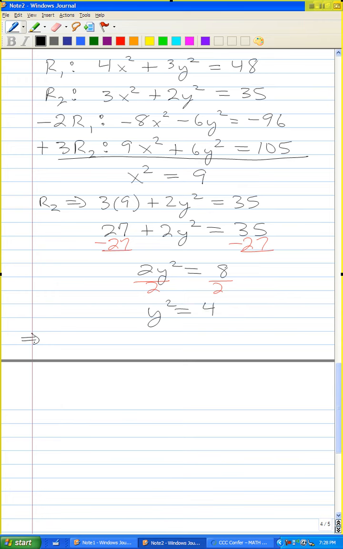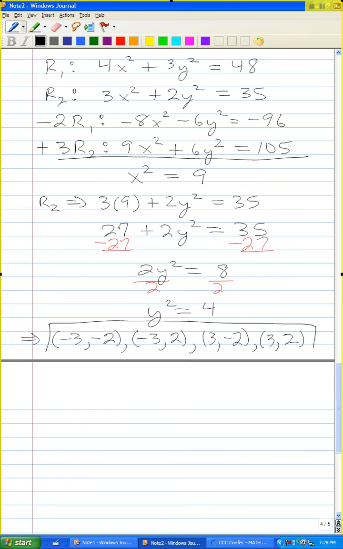So in this case, it actually has 4 solutions. X can equal negative 3, y could equal negative 2, x could equal negative 3, y could equal 2, x could equal 3, y could equal negative 2, x could equal 3, y could equal 2. So in this case, there are actually 4 solutions. And there they all are.